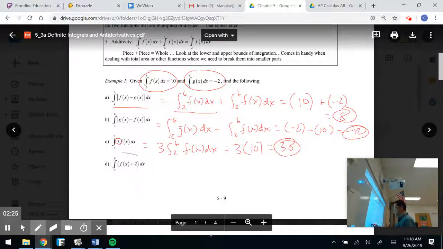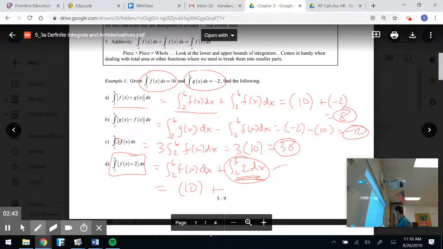And our last one is a little bit different. Let's take a look at it. We can use that little rule again. This definite integral of a sum is the sum of the definite integrals. Oh, snap. They don't give me that, though. What am I going to do? How do I handle this?